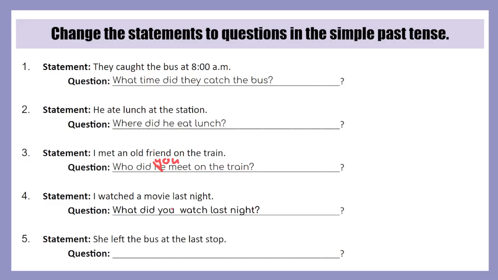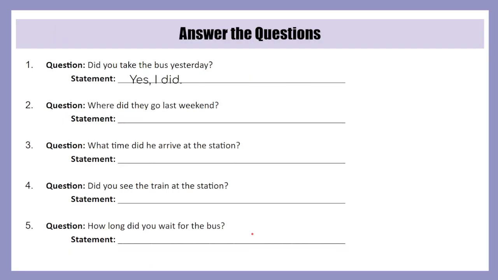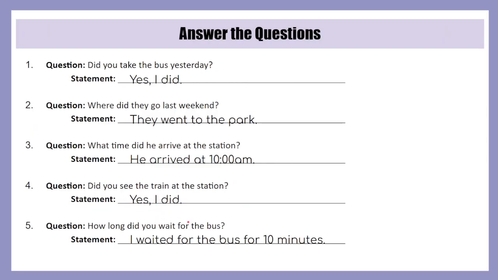What did you watch last night? I watched a movie last night. Or what did you do last night? When did she leave the bus? She left the bus at the last stop. Did you take the bus yesterday? Yes, I did. Where did you go last weekend? Or where did they go last weekend? They went to the park. What time did he arrive at the station? He arrived at 10 a.m. Did you see the train at the station? Yes, I did. How long did you wait for the bus? I waited for the bus for 10 minutes.